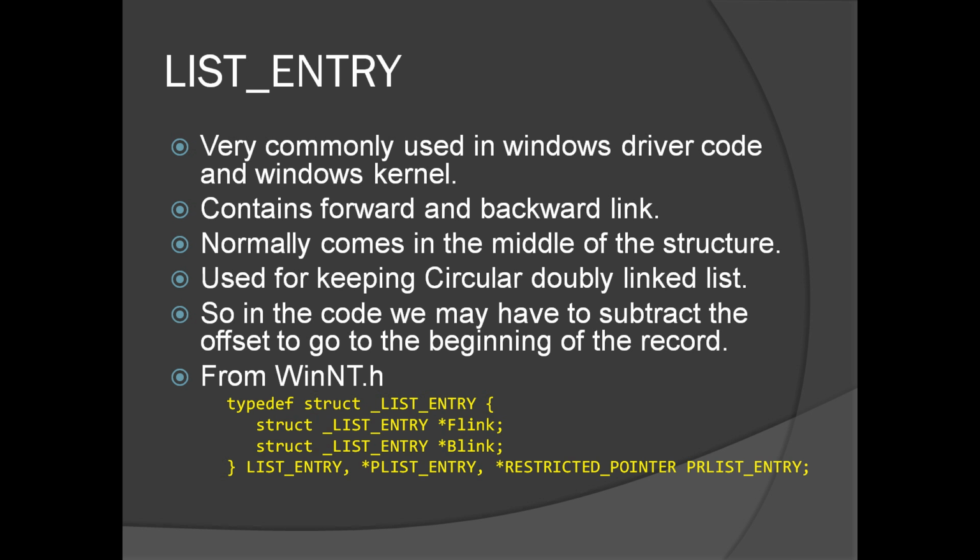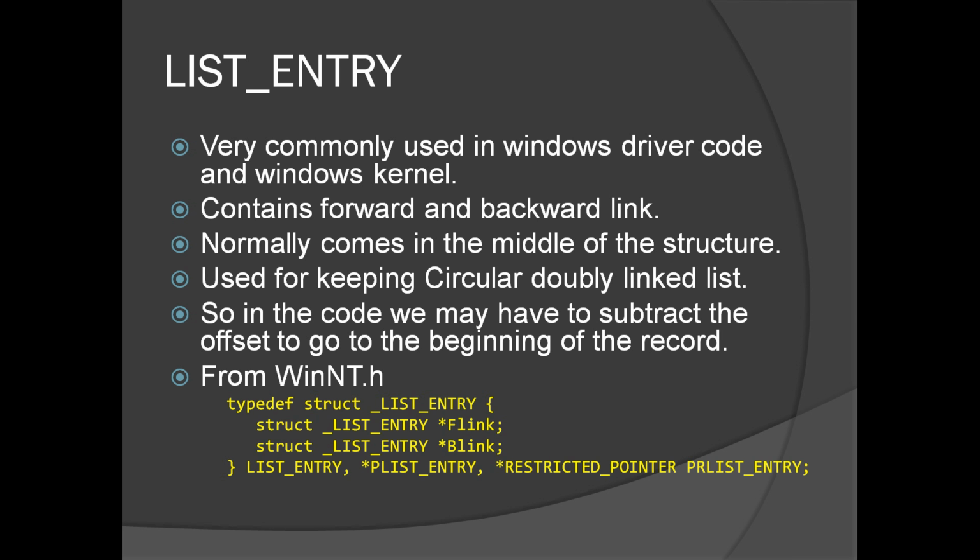It normally comes in the middle of a structure. I will show you what this means later in the demo. This is normally used for keeping a circular doubly linked list. There are a couple of inline functions which we're going to see, which are defined in some of the Windows WDK headers. Those functions treat this list entry as a circular doubly linked list. So in almost all cases, list entry is used for creating circular doubly linked lists.